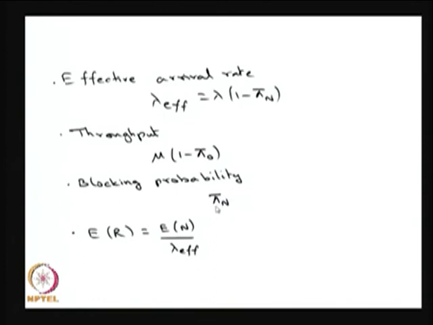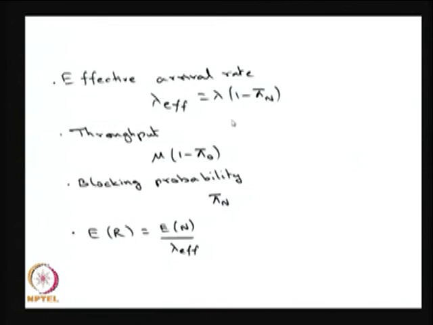Since it is a finite capacity system, one can find out the blocking probability also. Blocking probability is nothing but the probability that the customers are blocked. The customers are blocked whenever the system is full. Therefore, the blocking probability is same as the probability that the system is full, that is pi n.